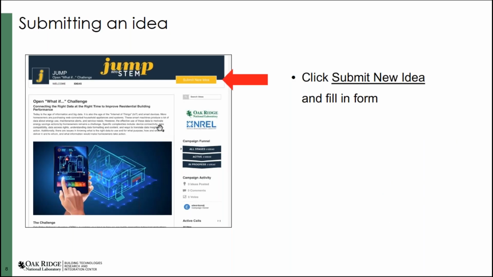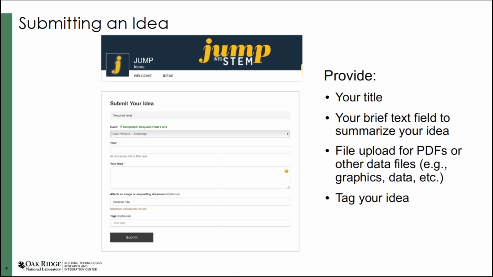When you're ready, after you've formed your team and thought about what you'd like to submit as your idea, you click this button and you'll fill in a form that looks pretty much like this, where you'll offer your title. There's a brief text field to summarize your idea. And then you can also upload any PDFs or other data files or graphics associated with your idea, so that it's all neatly packaged. Then feel free to tag your idea and submit it.